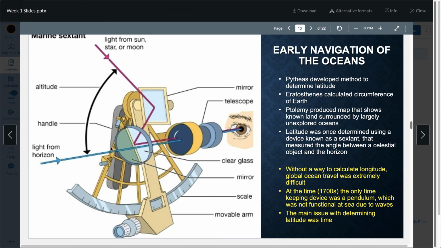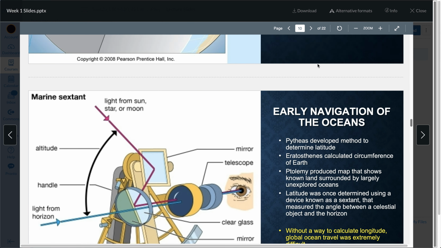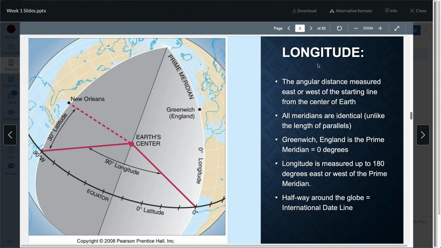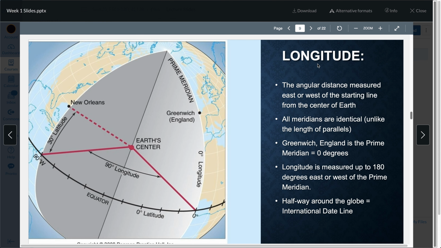What if something happens to the satellites? They need a basic, fundamental tool that they can fall back on when technology fails them. So Pytheas developed this method to determine latitude, and once the circumference of Earth was calculated, latitude was able to be determined pretty accurately. But the problem for a long time wasn't with latitude, it was with determining the longitude. That's what the ancient seafarers had the most trouble with.